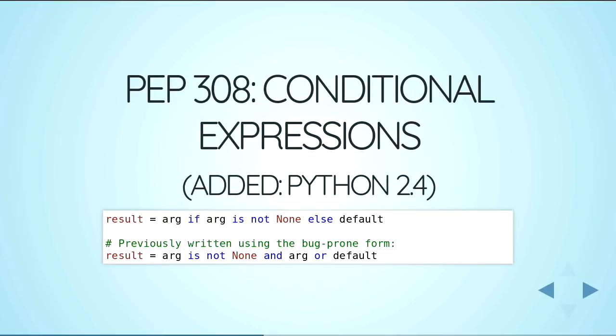Conditional expressions were added to get people to stop writing that, and I suspect for anyone who's learned Python in the past 10 years, this may actually be the first time they have ever seen the and/or hack. Is this the first time you've ever seen the and/or hack? There's a lot of hands going up. Awesome, we succeeded.